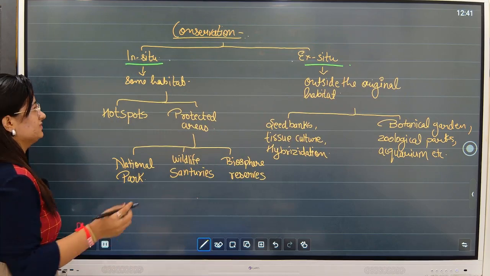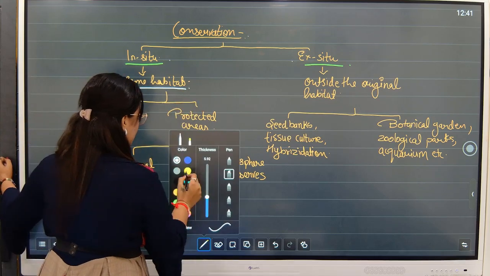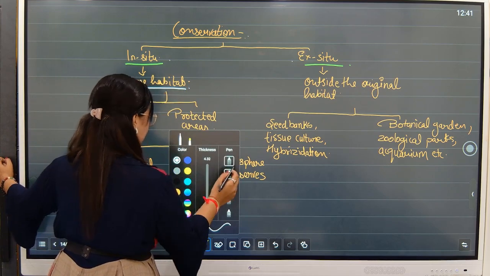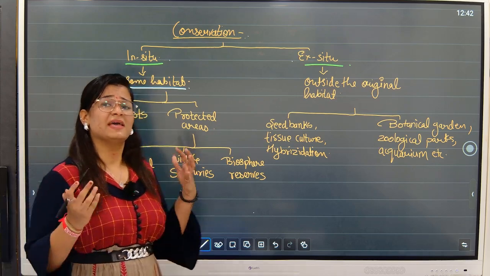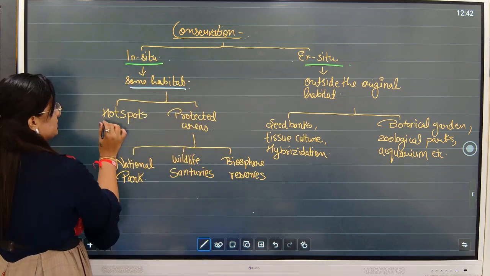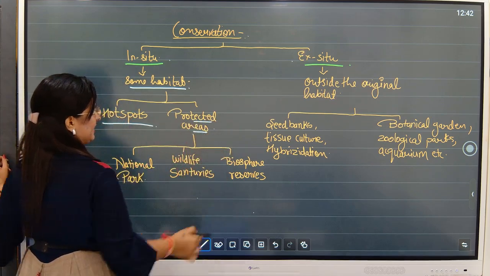In situ and ex situ. Now, in situ means same habitat. That means we are going to conserve the animal or the plant, whichever type of organism it is, in their own habitat. And in that, we have first hotspots, and the second category that we have is protected areas.